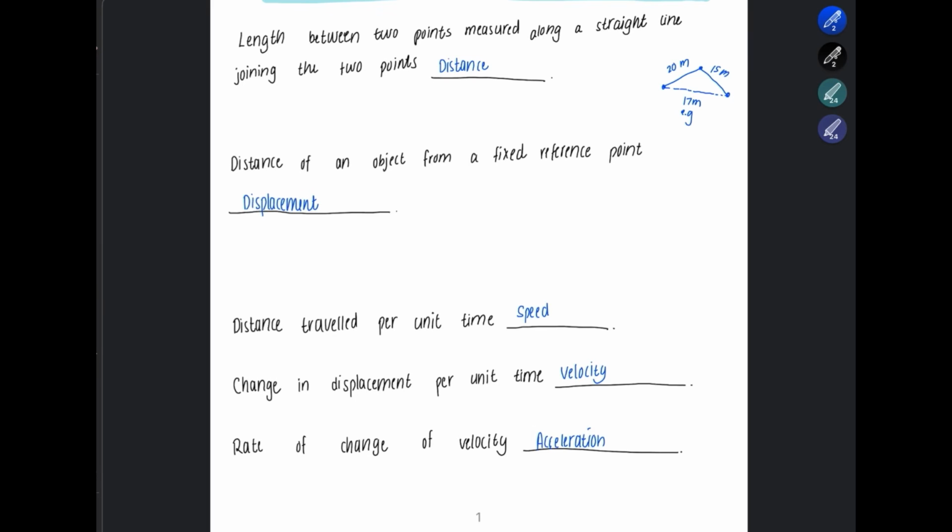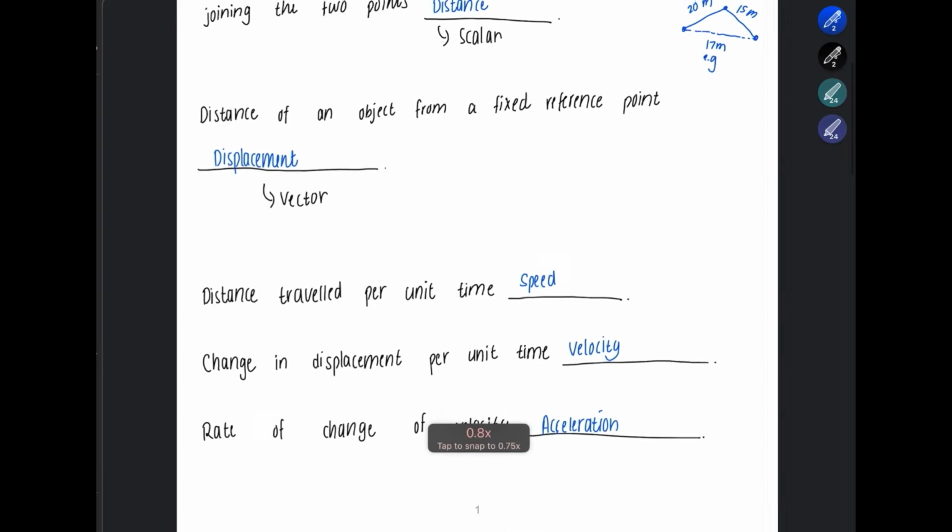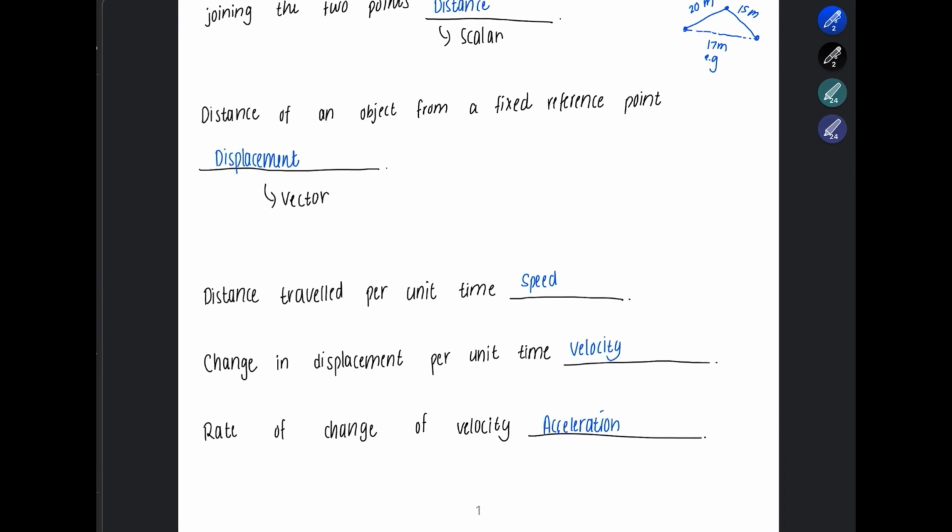So distance is obviously a scalar quantity. It only has magnitude. Displacement is a vector quantity. What about speed? Speed is distance over time. Since distance is scalar and time is scalar, speed is also a scalar quantity. What about velocity? Velocity is displacement over time. Displacement is a vector, making velocity a vector as well. Finally, you have acceleration. This acceleration is also a vector quantity.